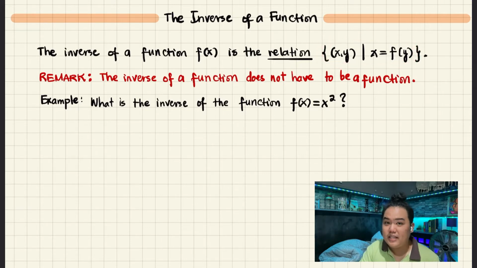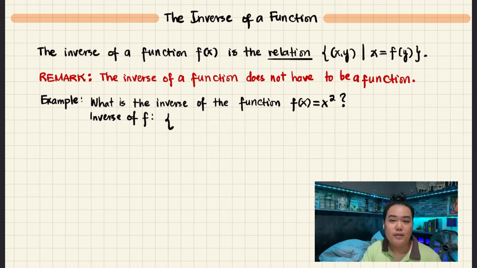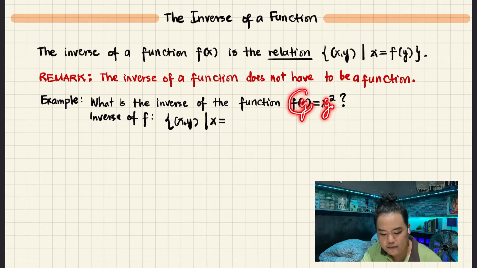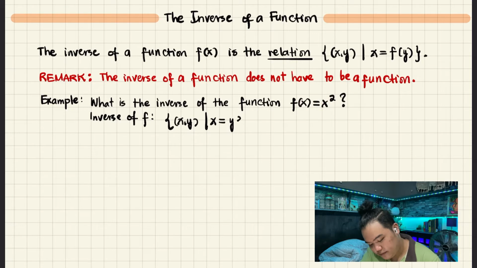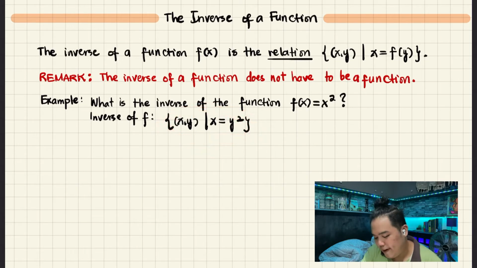So, mas madaling intindihin kapag meron tayong example. What is the inverse of the function f of x equal to x squared? So, yung inverse of f is the set of ordered pairs, yung relation, diba ang relation is just a set of ordered pairs. The set of ordered pairs x, y such that x equal to f of y. So, lahat ng x dito, papalitan mo lang ng y. So, f of y is y squared. At ito na yung tawag dito, inverse ni f.